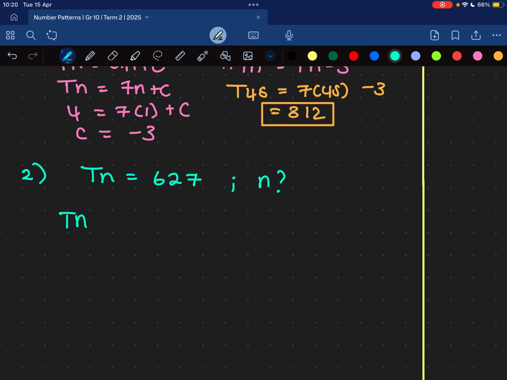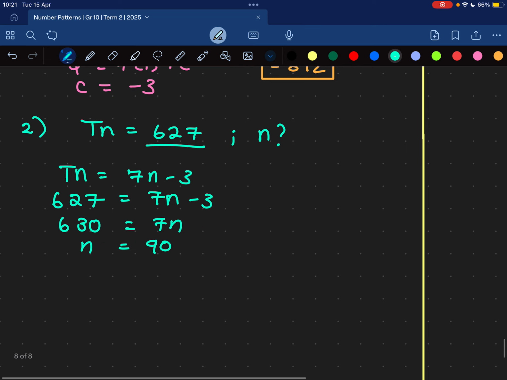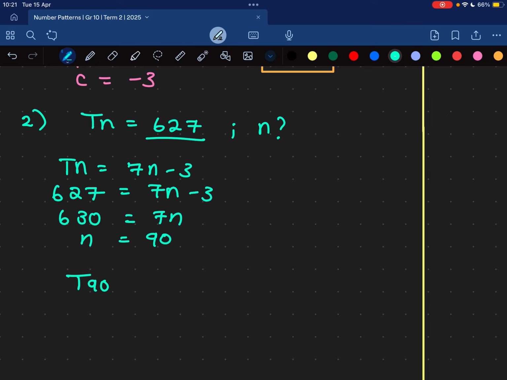So we'll say if Tn is equal to 7n minus 3, but I know I want 627, I want to figure out what the n is. I start by adding 3, so I'll have 630 is equal to 7n, so then n is just going to be equal to 90. Okay, so we'll conclude our statement and we'll say T of 90 is equal to 627. Okay, it's better to leave your answer like that than just leaving it there.